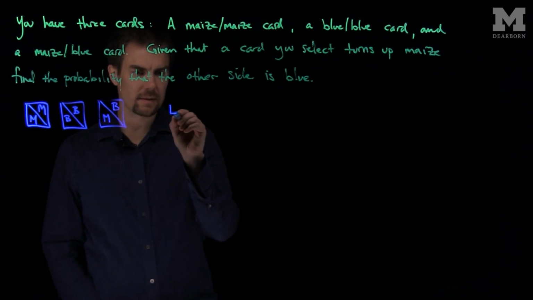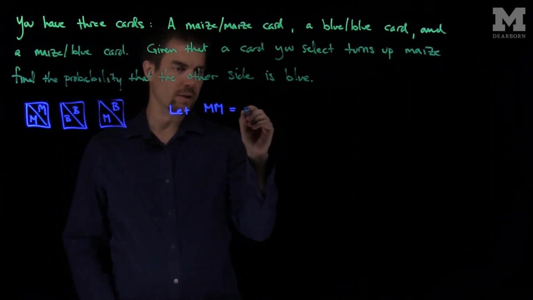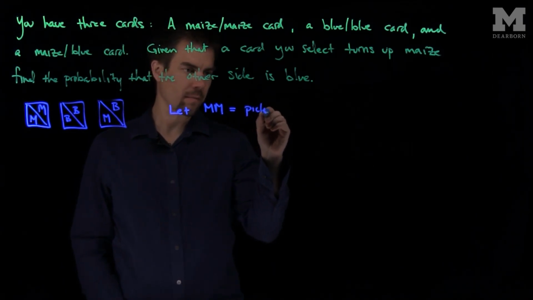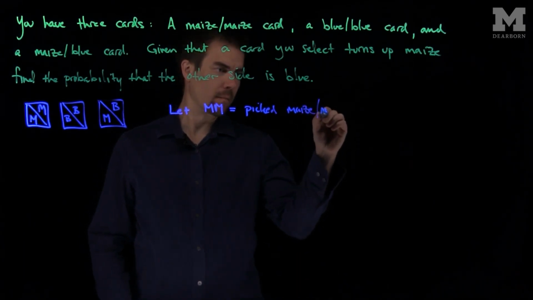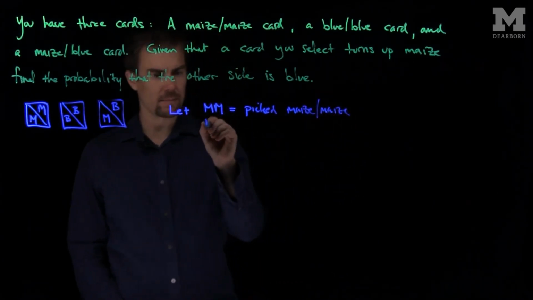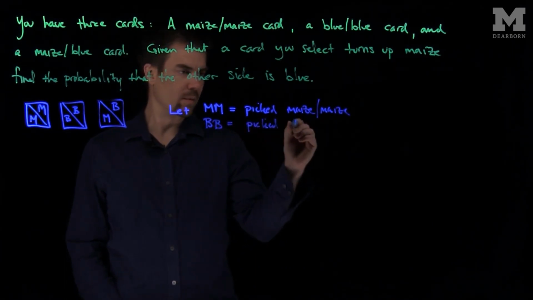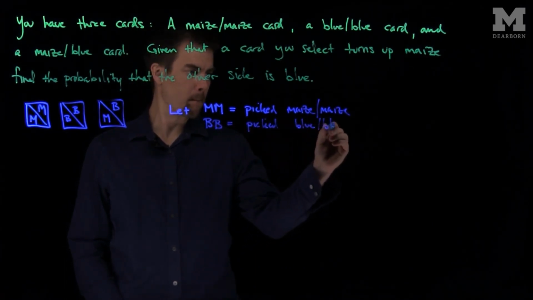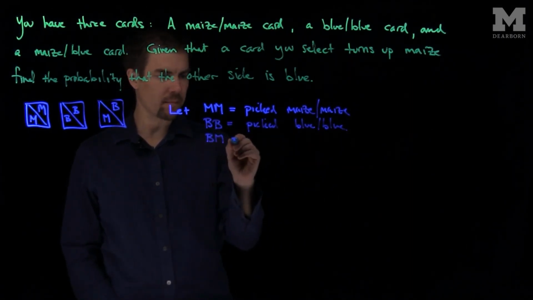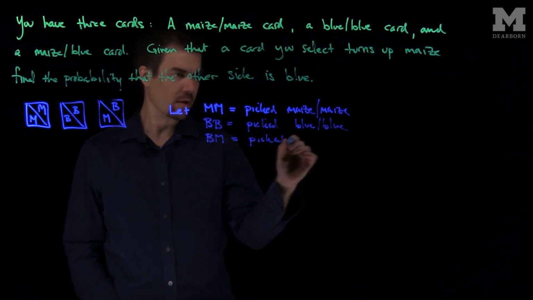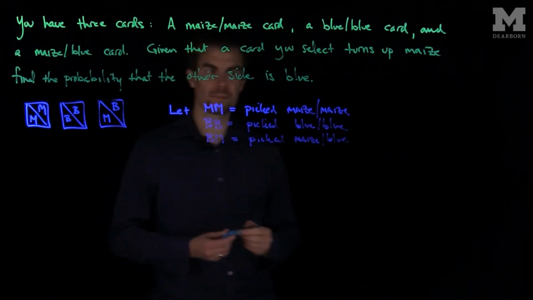So let's let MM denote the event we picked the maize. Let's let BB be the event we picked the blue. BM, the event we picked the maize and blue card. So we have three possibilities over here.